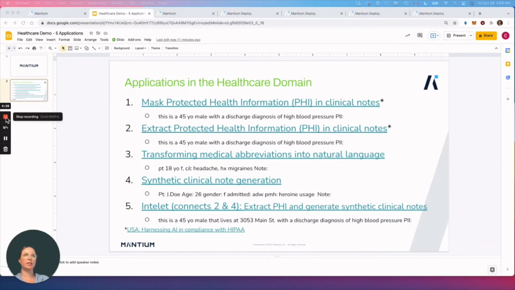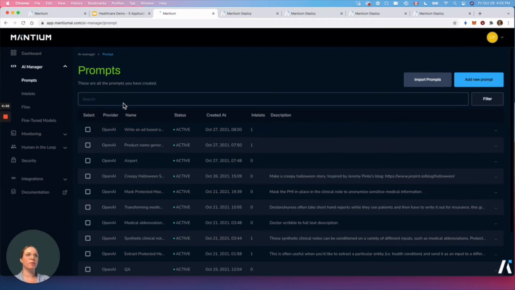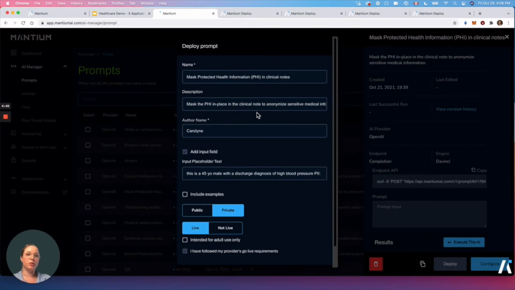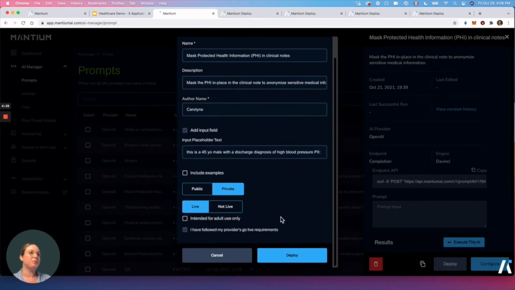All right, so let's get into the demo. So like I said, I built all of my prompts within Mantium's AI Manager, and so I configured them in our AI Manager, and right now I'll show you how I am deploying them with one click to be able to demo this application.